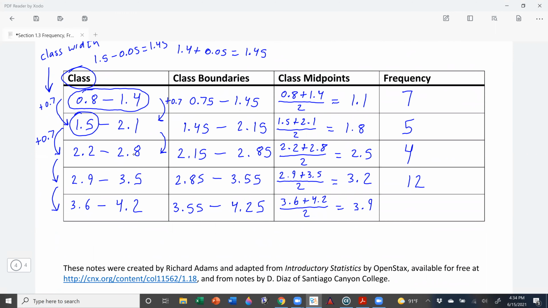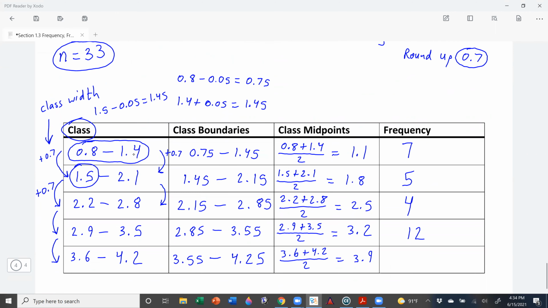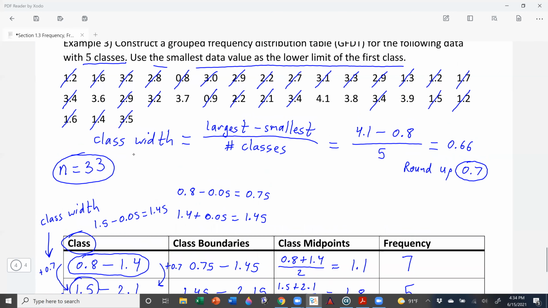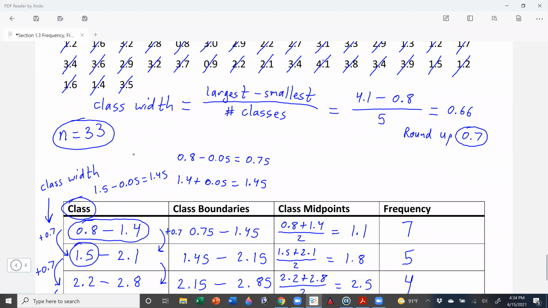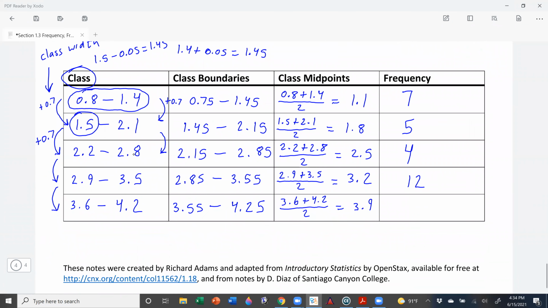All right, and then the last one, 3.6 up until 4.2. 1, 2, 3, 4, 5. Okay, looks like every single one of them is crossed out.